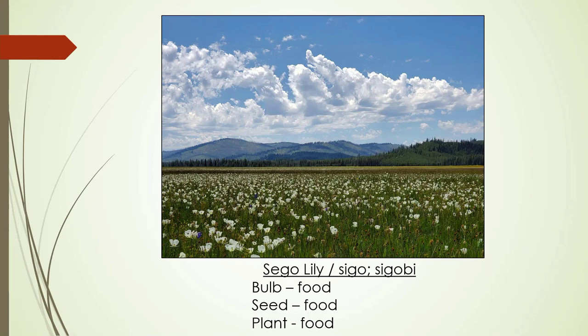So sego lily. Take a look at the Shoshone word for sego, because the G is a hard, kind of sharp sound. So it's like a hissy sego, segobi. But that's where we get the name for sego lily. All parts of it are good. My favorite part is when the flowers are just about to open, I mean, they're still tight, but they're just about to open. Right then, I think, is when they're the best.